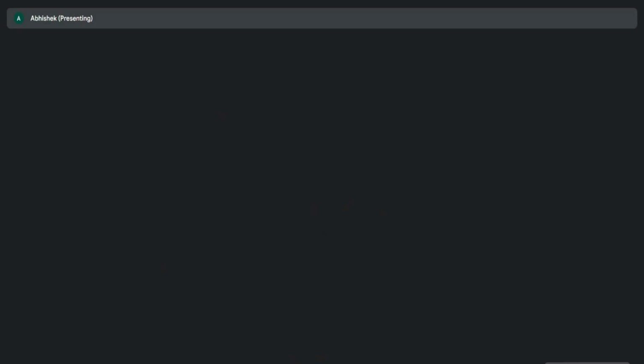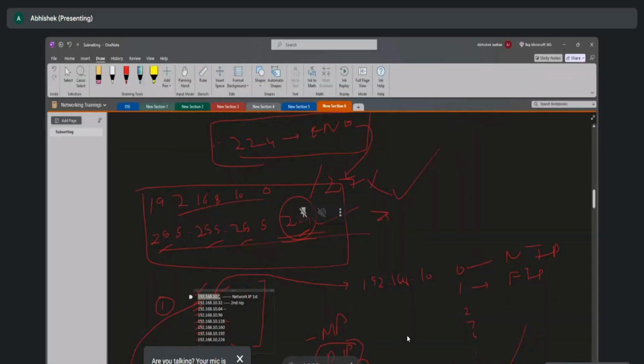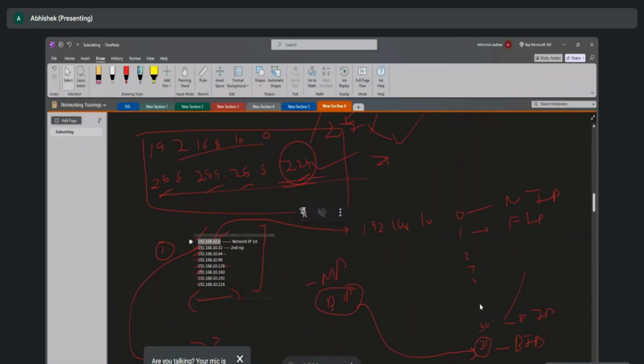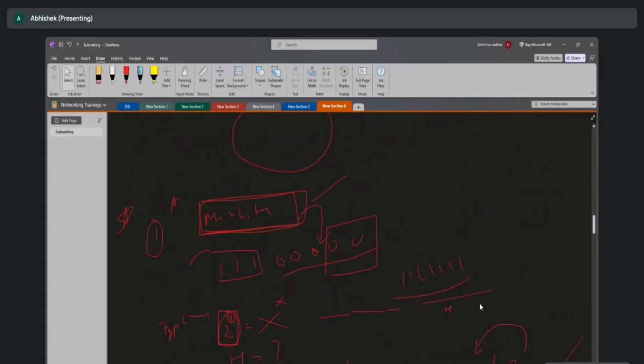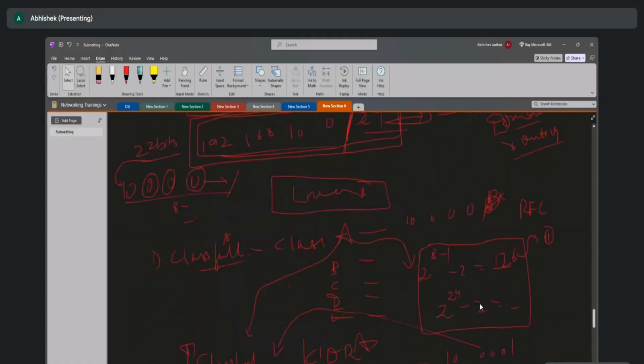See, for the first network, what was the end IP we got? See, this one, 30 for the first network. And what was the broadcast IP we got? 31, right? So that's it. This is what you have to do in an interview.